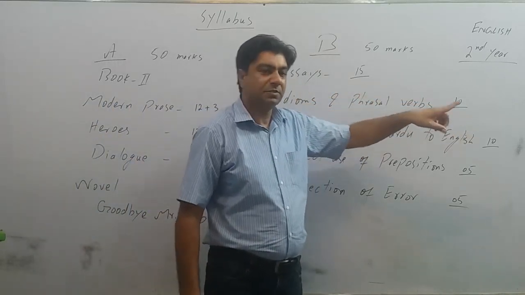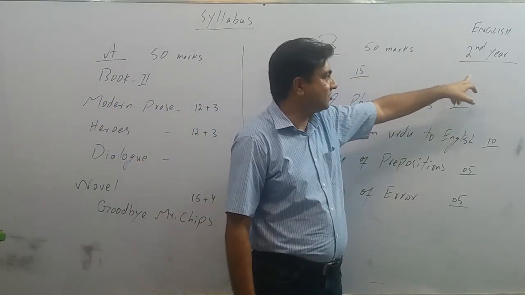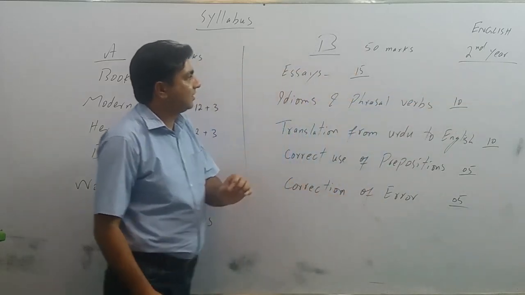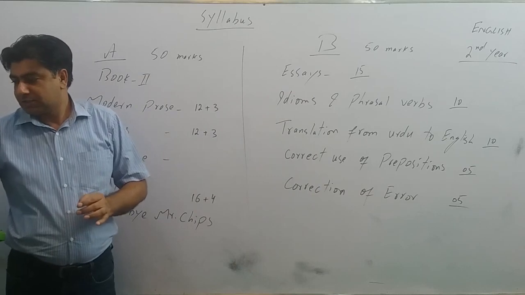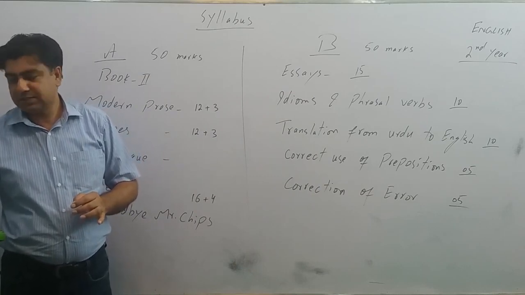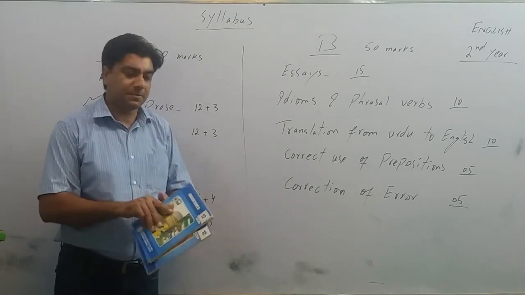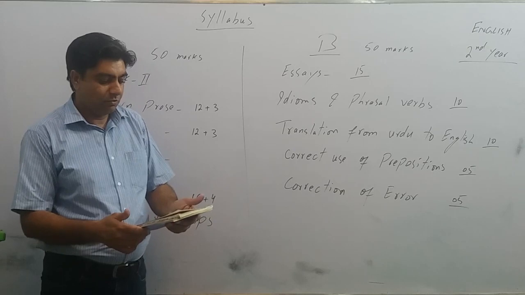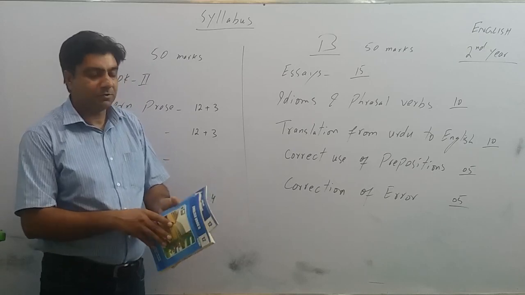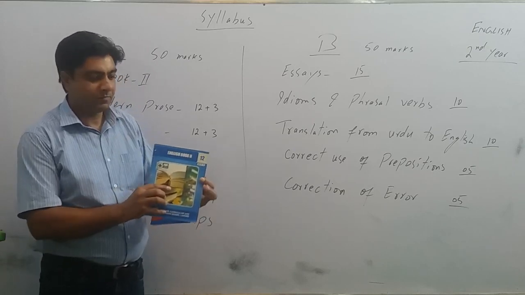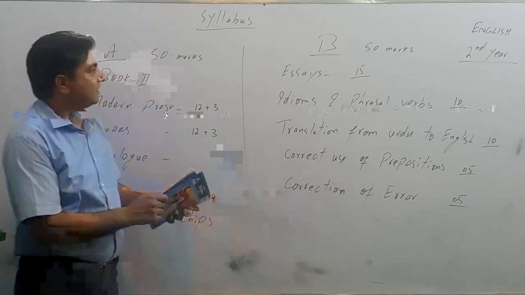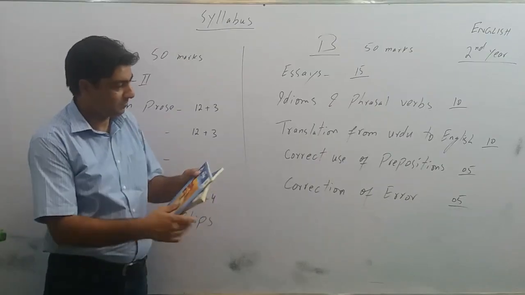I am Bilal Adil for the subject of English Intermediate Part 2, that we may call also second year. Let's first of all see what is included in the syllabus of second year English. According to the Punjab Curriculum and Textbook Board, we have two books here. This is called Book 2. It contains Modern Prose and Heroes. Second one is Goodbye Mr. Chips.